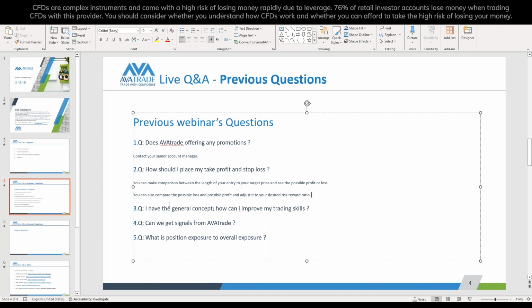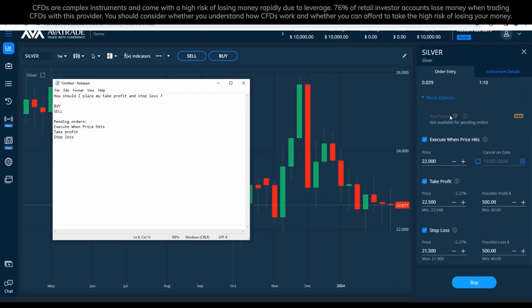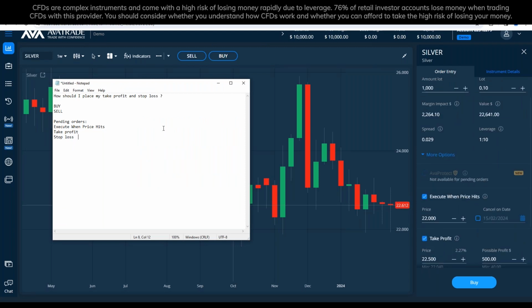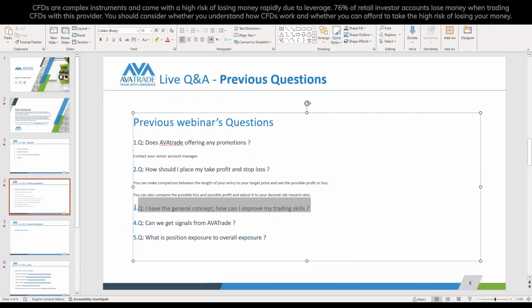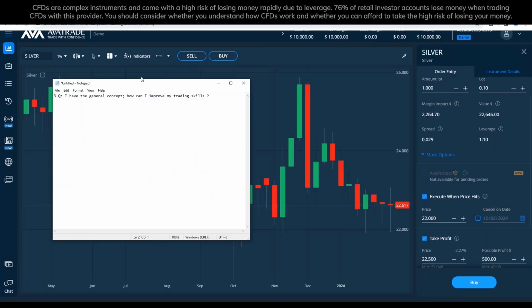Okay, let's see. I have the general concept, how can I improve? Oh, I love those questions. Right, so what this question is really asking us is, I have the general concept, how can I improve? So guys, let's suppose you have this part covered, what we call the 4 ingredients approach. Okay, and now let me paste this question up here.